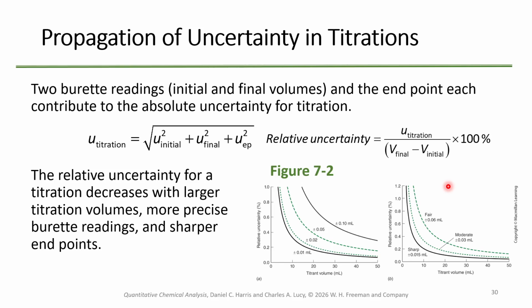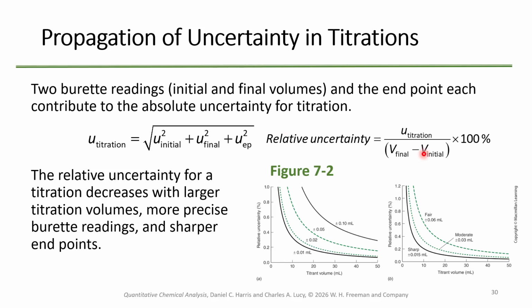You did the final mass and initial mass to get the amount that your burette delivered, right? And so you're going to have to use the U titration. It's going to equal the U initial squared plus the U final squared, and then plus the U squared of the endpoint. Notice again, there's that error due to the fact that the endpoint is not the same as the equivalence point, right? And so this is how you would then include that error.